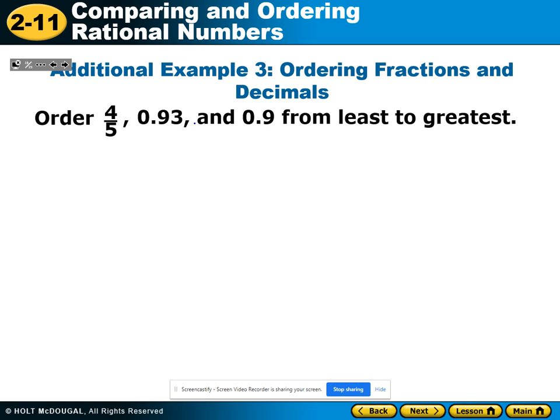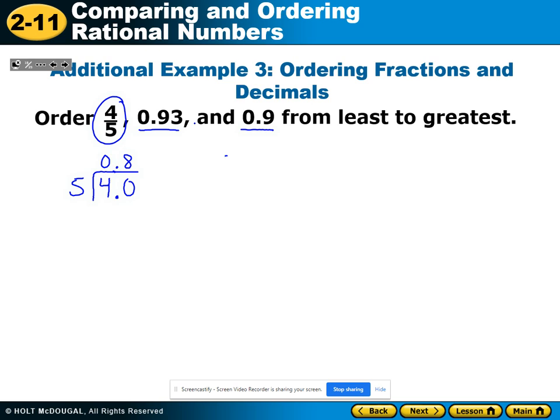Okay. Now, I see I'm going to have to compare all these things. 0.93, 0.9, and 4/5. 1 is a fraction, 2 are decimals. I would say we turn them all into decimals. So I would do 4 divided by 5. Don't forget your decimal here. Put it up top. 0.8.